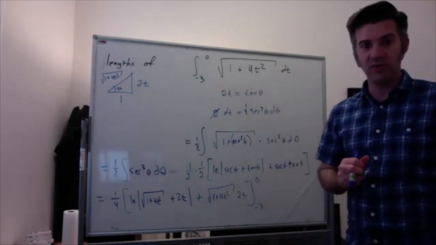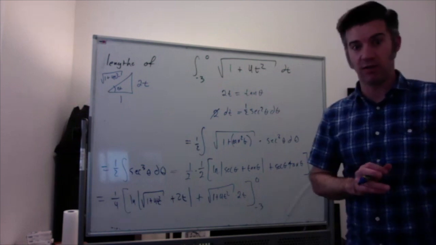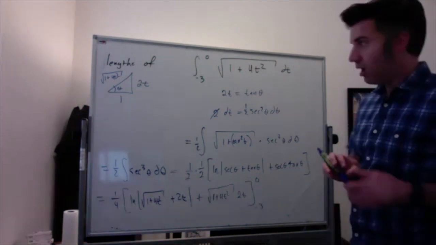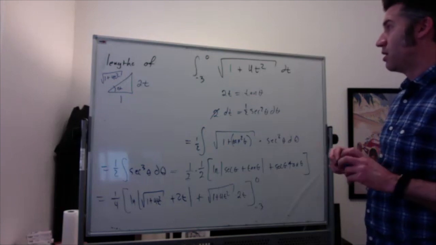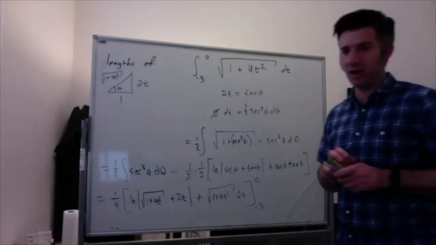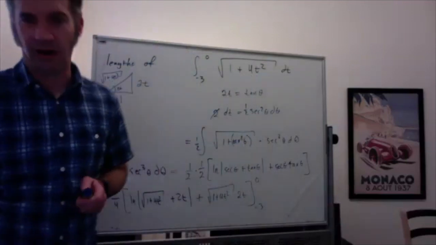And I don't think you need to see me plug in -3 and 0 to see how to finish this problem. Yeah, it's kind of gnarly. These arc length problems often get kind of gross.